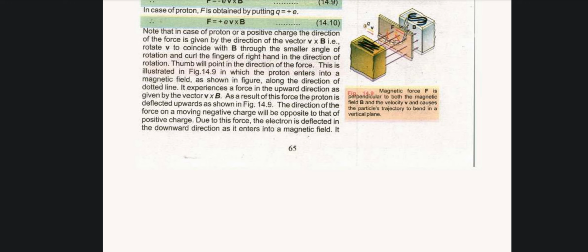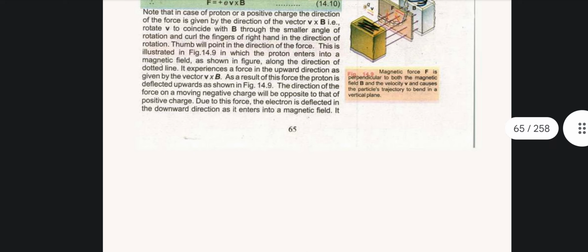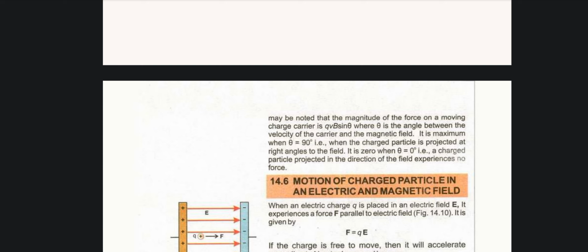As shown in figure 14.9, the direction of the force on a moving negative charge will be opposite to that of the positive charge. Due to this force, the electron is deflected in the downward direction as it enters into the magnetic field. It may be noted that the magnitude of the force on a moving charge carrier is qvB sine theta, where theta is the angle between the velocity of the carrier and the magnetic field. It is maximum when theta is equal to 90 degrees, when the charged particle is projected at right angles to the field. It is 0 when theta is equal to 0. A charged particle projected in the direction of the field experiences no force.